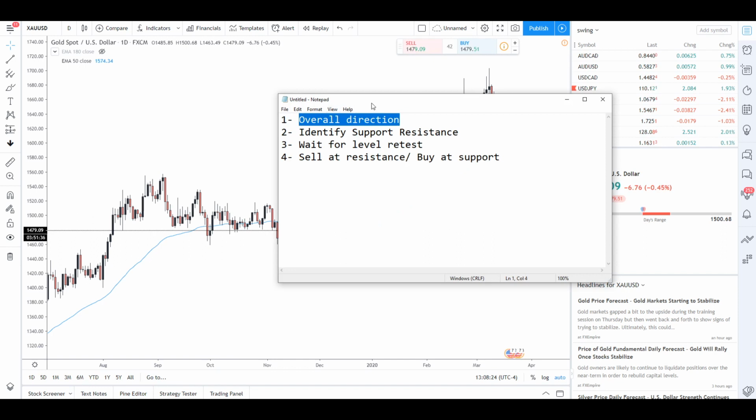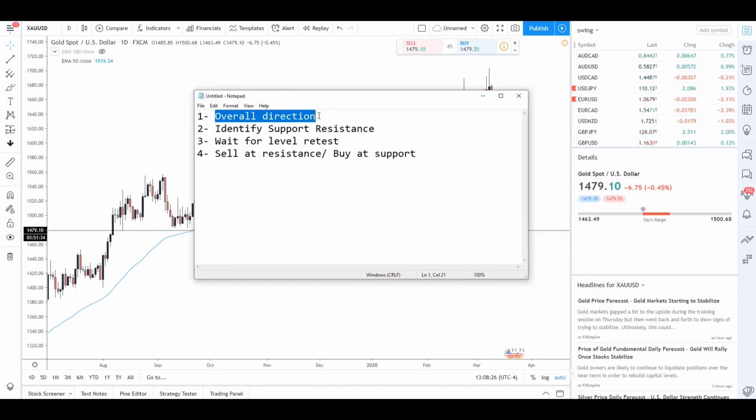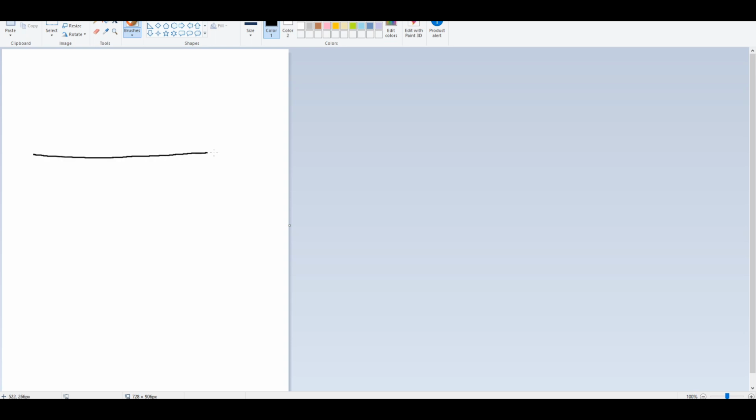So what's the strategy? Basically, you check the overall direction of the market. Then you identify support and resistance levels. Then you wait for a level retest. So if it's going up, you wait for it to hit the resistance, retest, and bounce back. Wait, let me pull up Paint. If it's an uptrend, it's been going like this, then it goes down like this, and then it starts to go back up for a few days.